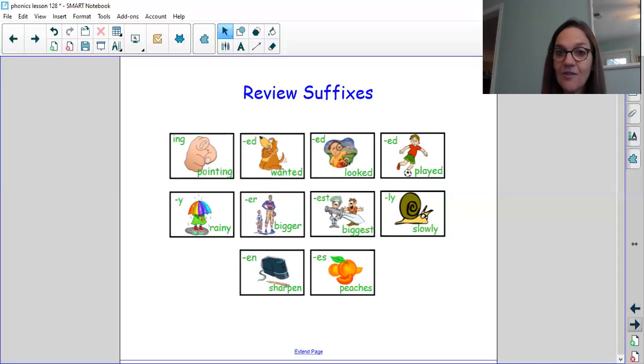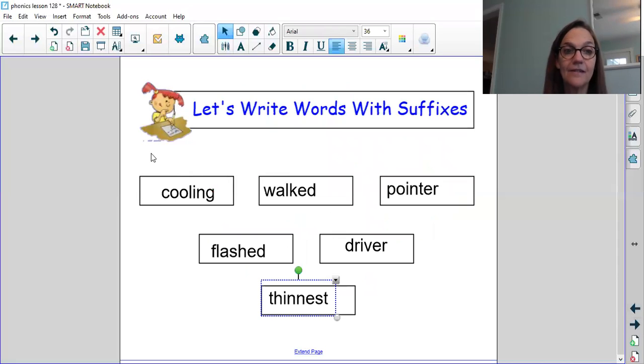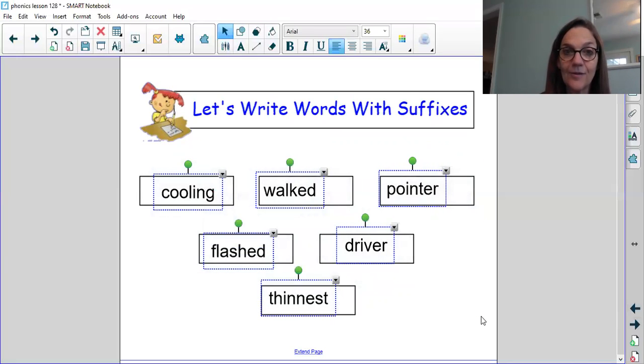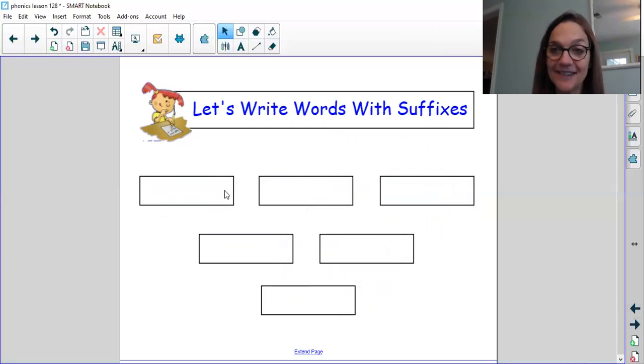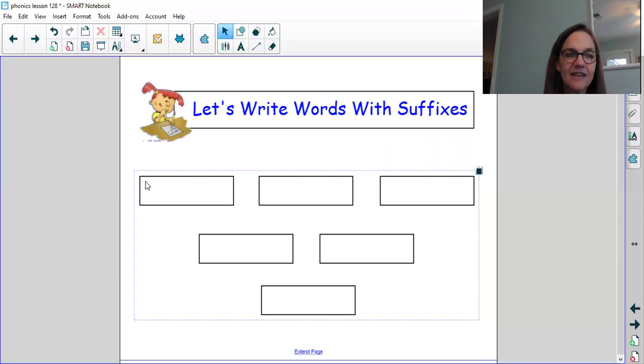Okay, so now let's practice writing words and adding suffixes on. The first word that I want you to write is cooling. Mom is cooling my drink off in the refrigerator. Cooling. Okay, you go ahead and write it. You can pause the video. You can write it on a whiteboard or a little chalkboard or a piece of paper or in your journal. Just anywhere will be fine. Go ahead and pause the video and write it.